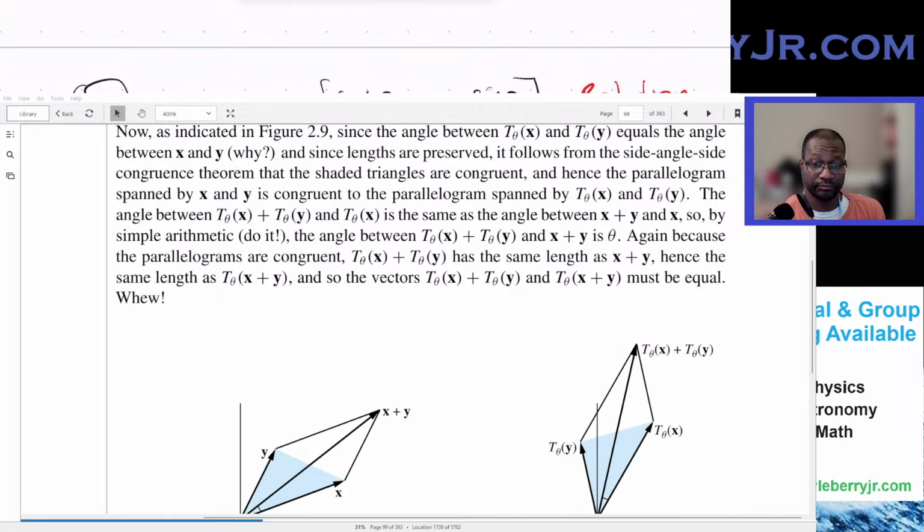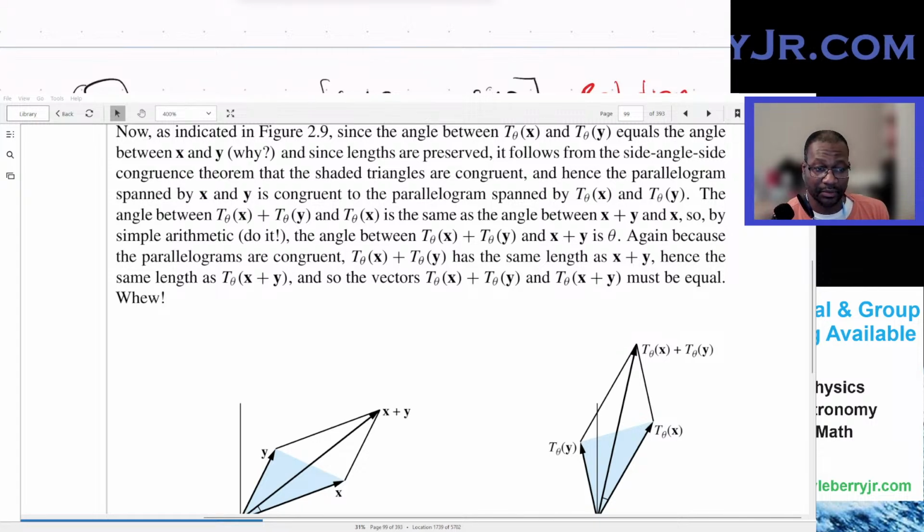Makes sense? So by simple arithmetic, the angle between T theta of x plus y and x plus y is theta. You know what I mean? That's apparent because just like how the two vectors rotate by the same amount, their sum would definitely have to rotate by the same amount, which would be the same amount of difference between these sums and the differences of the non-rotated.